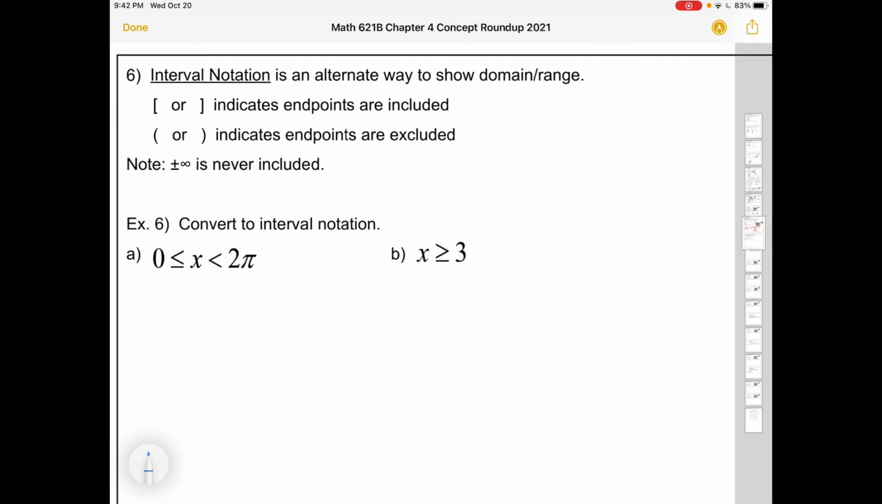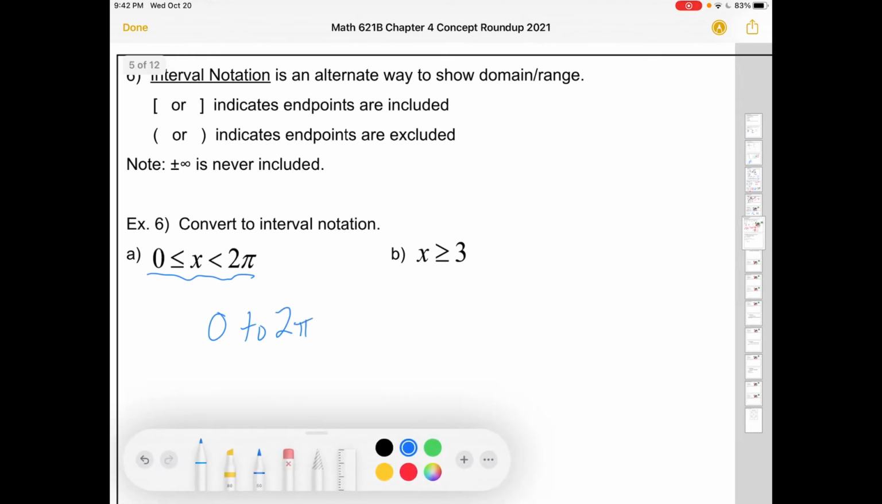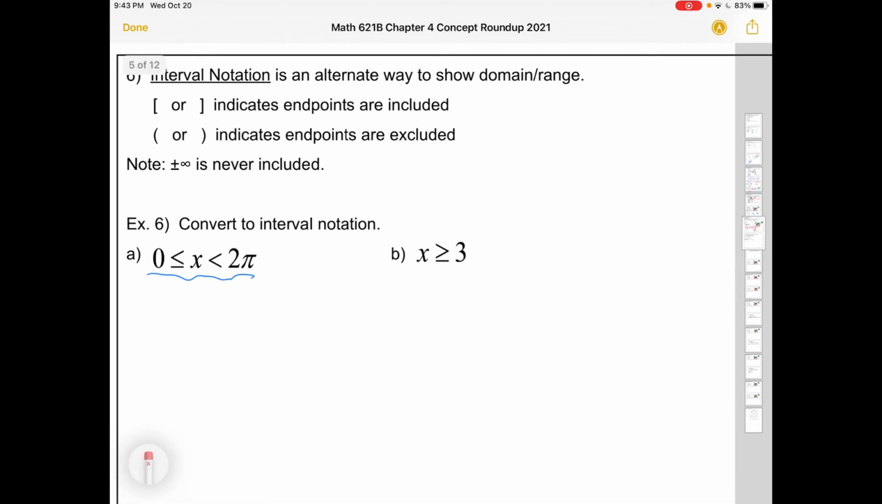Okay, that brings us to a topic that really could be put in anywhere. It doesn't have to be necessarily trig specific, but it's just this way of showing domains. So sometimes people find this kind of notation confusing. Like, why don't we just write it as 0 to 2 pi? That would be kind of nice. And interval notation sort of does that. We do have to deal with the fact that in that statement, 0 is included and 2 pi is not.